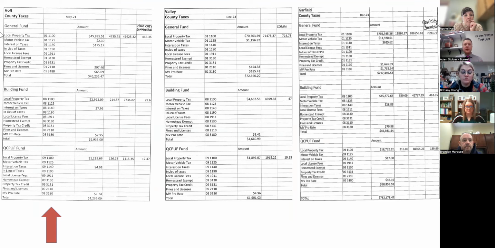So that would be where you have the 01, the 08, the 09, talking about the general fund, the special building fund, and the QCPUF. We put them into the 3 funds: the general fund, building fund, and the QCPUF. If you had a bond, that would be your 4th fund, and that would be labeled an 07. So that's what the first 2 digits are. And then the next 4 digits are your function, where your bookkeeper is putting that money.